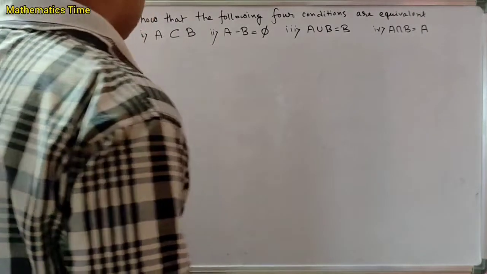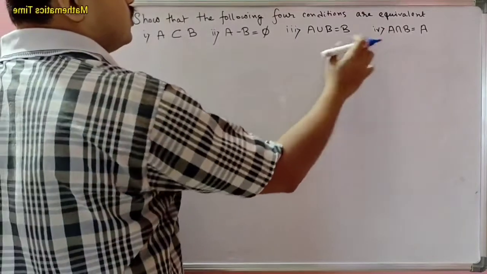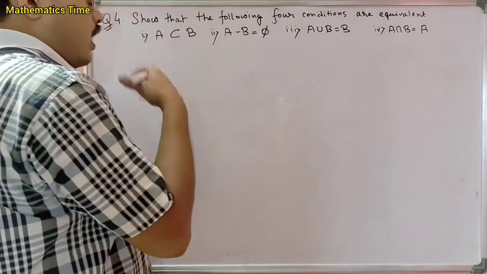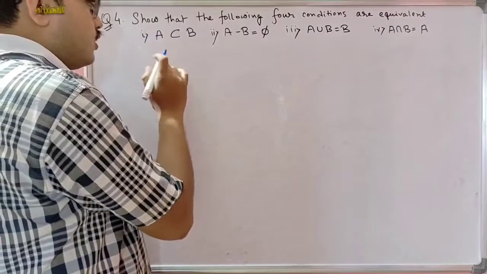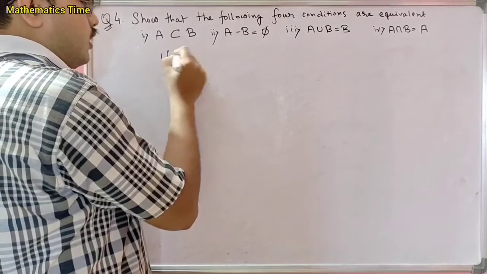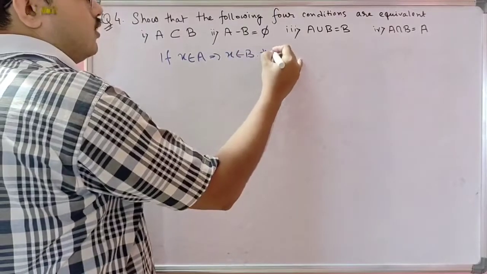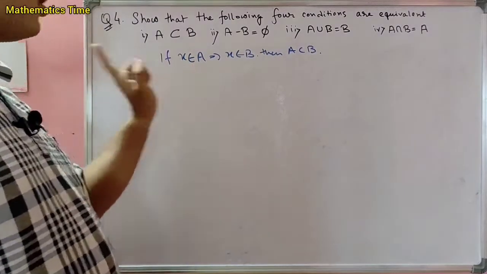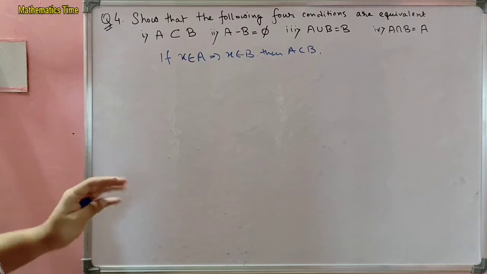So now we will be solving this problem mathematically. We will start from conditions 2, 3, 4 and end in condition number 1. Why? Because I think it's an easy procedure. We know the simple definition of subset. What is the definition? If x belongs to A implies x belongs to B, then A is a subset of B. This is the definition. If any element belongs to A implies that element also belongs to B, then A is a subset of B. Okay.